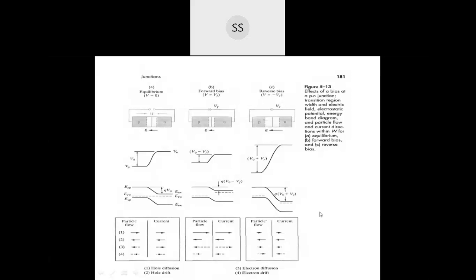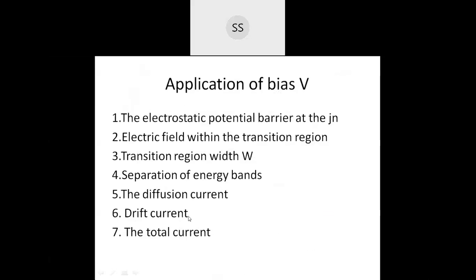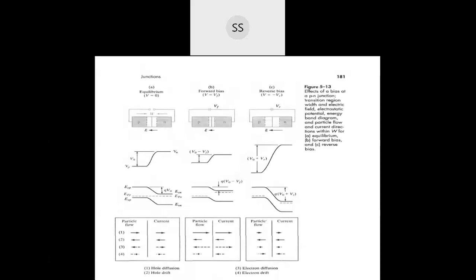Then the other parameter is the drift current. This drift current is usually insensitive to the height of the potential barrier. Drift current is that part of the total current which is not related to the height of the potential barrier. What is this height of the potential barrier? This is V naught minus Vf, V naught plus Vr. Here the height is reduced, and here the height is increased because of the reverse bias condition. Now, this drift current is independent of these two heights.